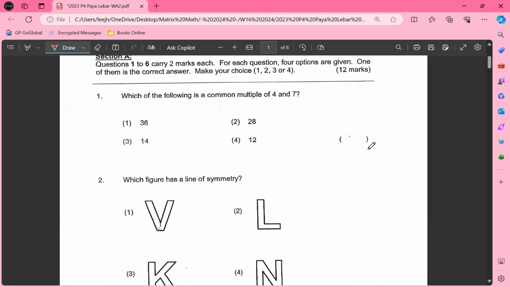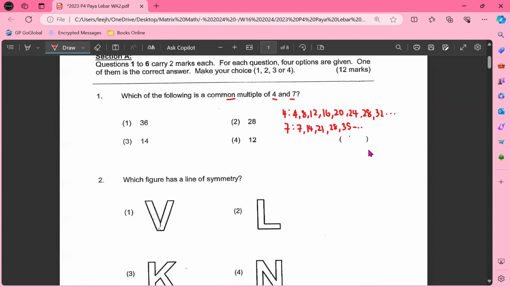Okay, question one says, which of the following is a common multiple of 4 and 7? So we are going to work with the multiples of 4 and 7 to find which one is the common one, given that there are four options here. So multiples of 4 will be 4, 8, 12, 16, 20, 24, 28, 32, and so on, okay? So multiples of 7 will be timetable 7. So 7, 14, 21, 28, 35, and so on.